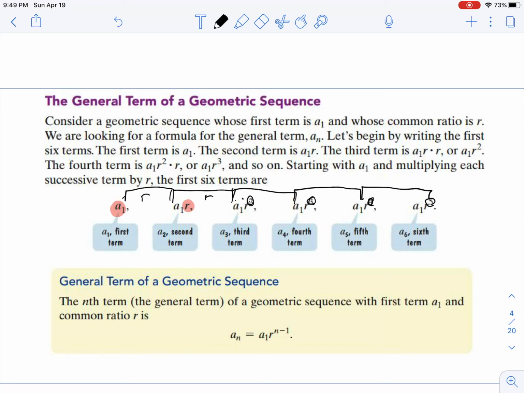So with this, we actually can come up with a general formula to find that term. If you're trying to find term 3, you multiply by r 3 times. If you're trying to find your 6th term, you multiply by r n minus 1 times as well. So our nth term, we can find by using this formula, where a sub 1 is our initial term and r is our common ratio. Okay, so that's how that works.